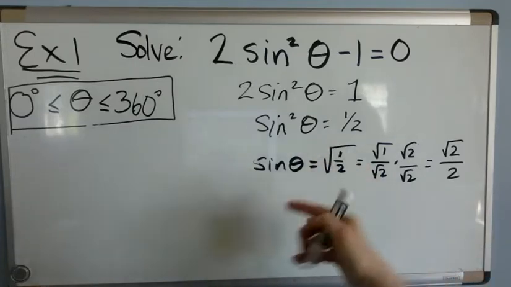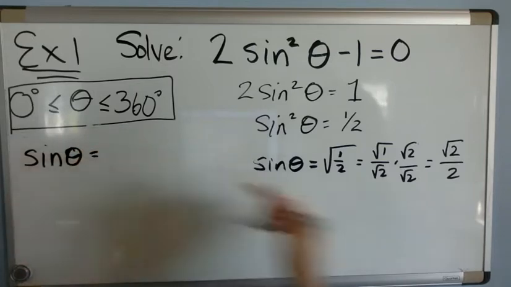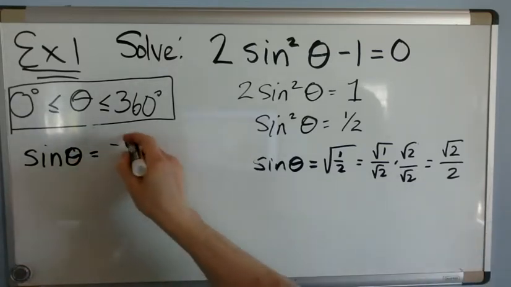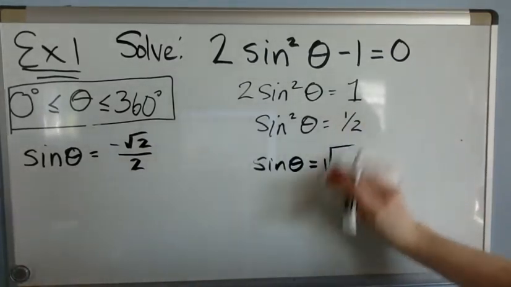Remember, I also want to take the negative root, so I'm going to solve both of these equations. Sine theta can also equal negative root 2 over 2. Okay, so I'm going to solve both of those. Let me get rid of all of this, so I'll just leave it as root 2 over 2.